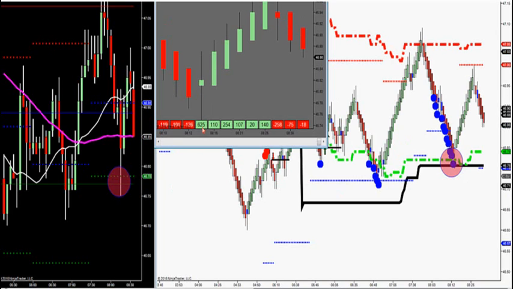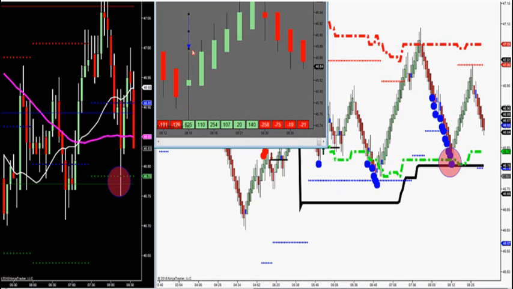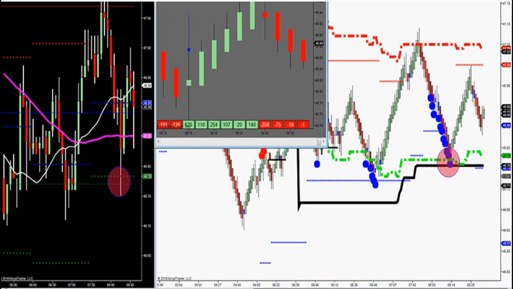Look at my positive market delta. I said anything over what? Anything over 200 on market delta is huge. 625. You kidding me? 625. Right? Big buy. Now look at the sell today.